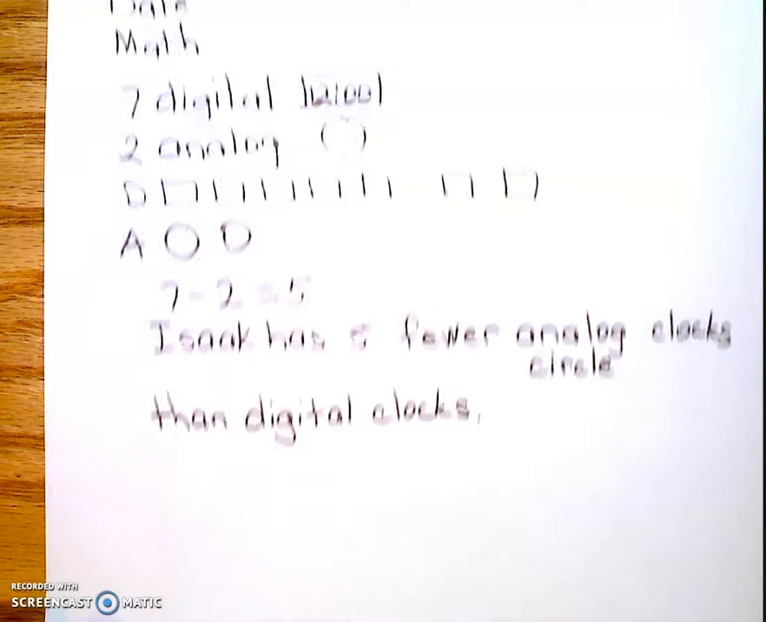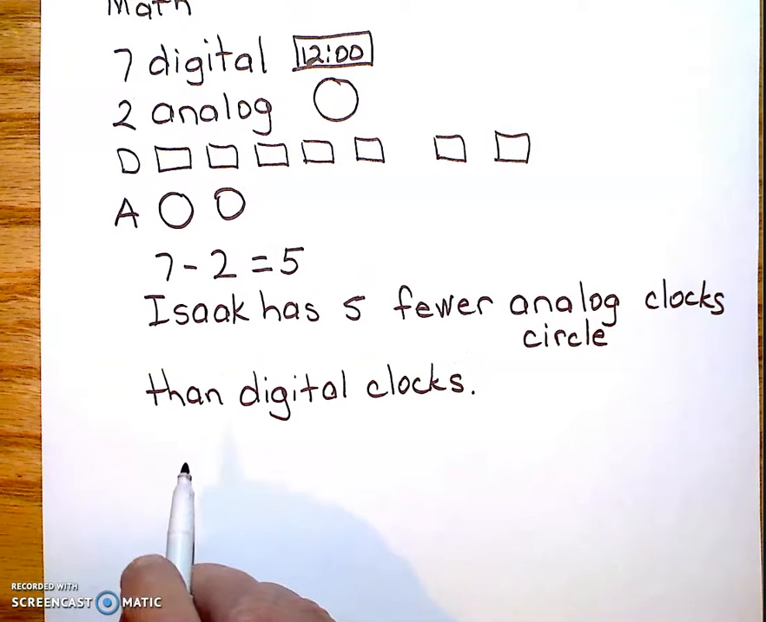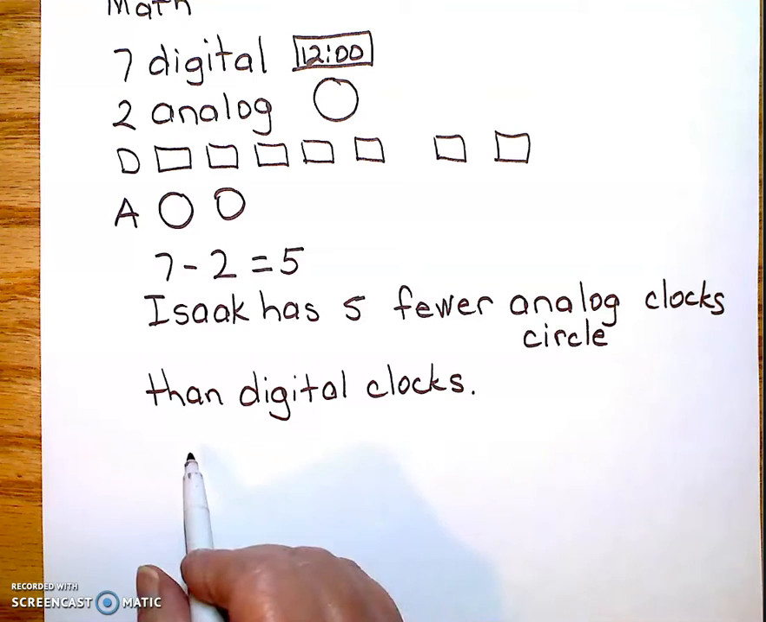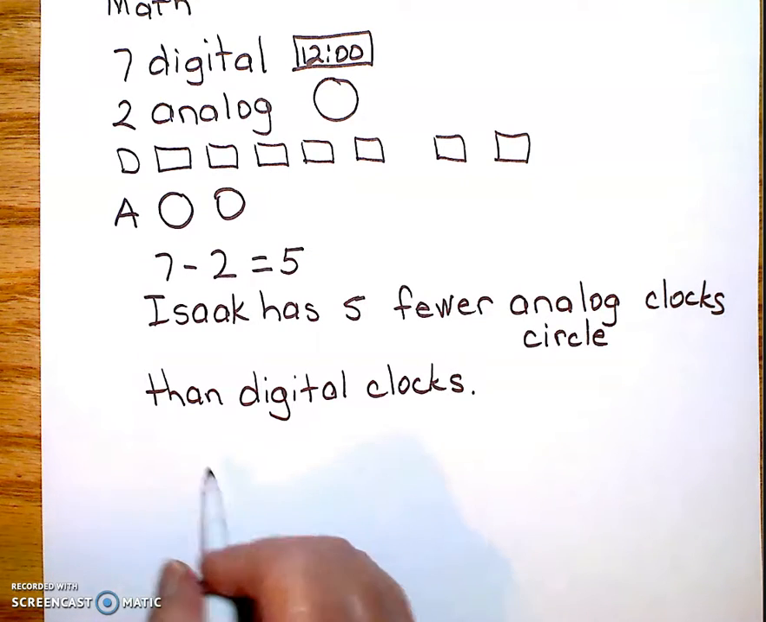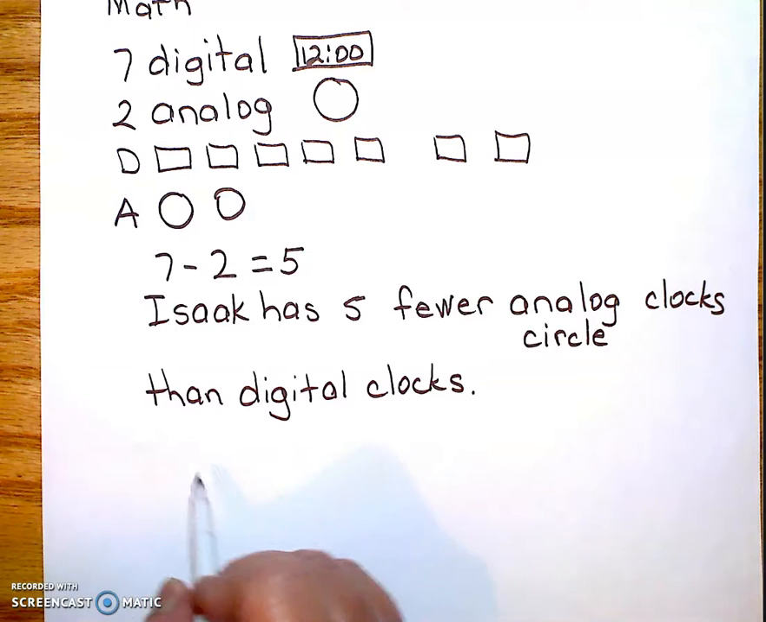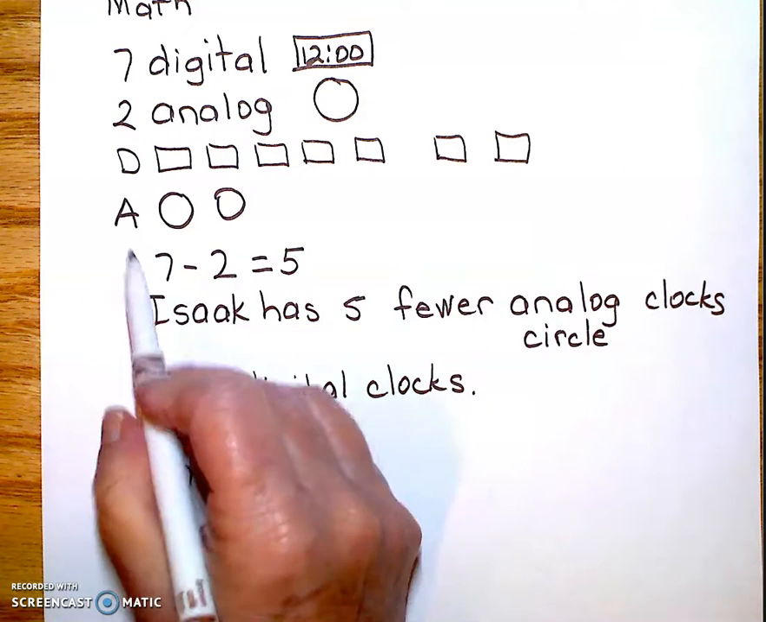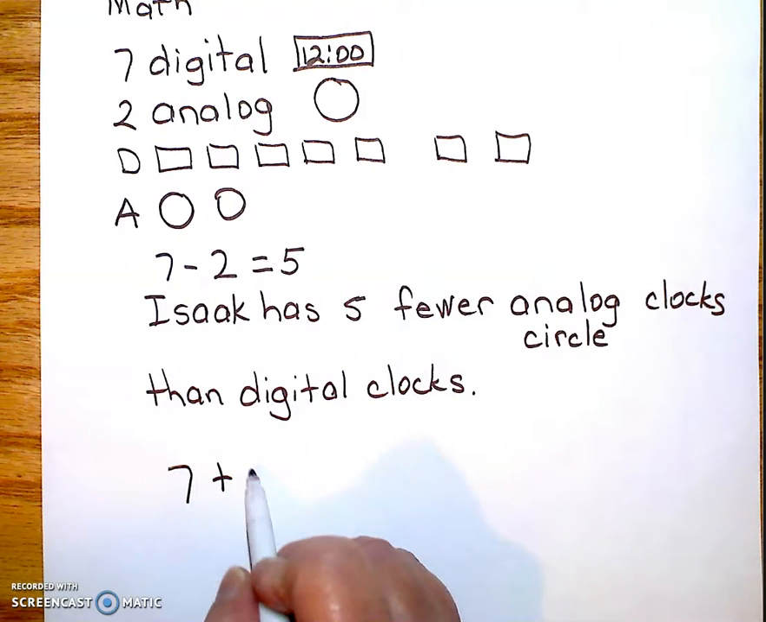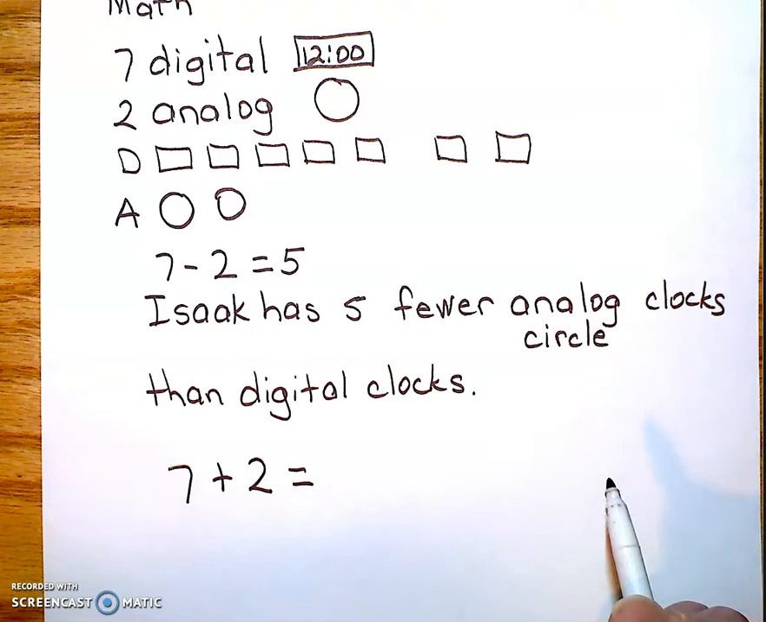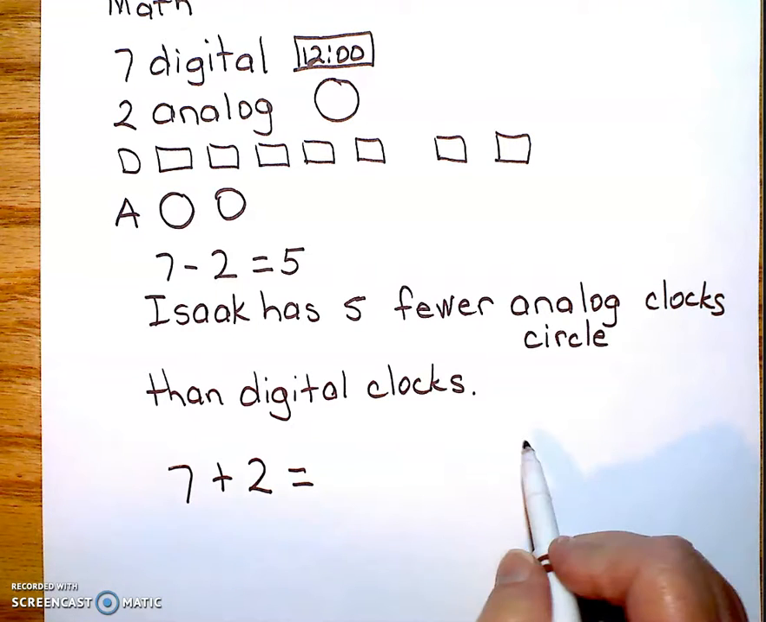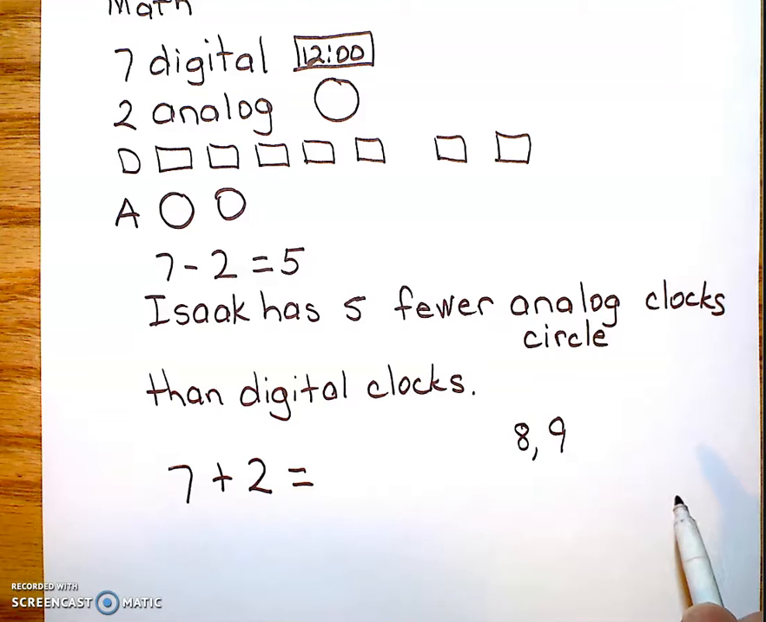The other question was, how many clocks does Isaac have altogether? Generally, when we're asking for something altogether, it means some more. So, Isaac has 7 and 2 more clocks. Did you count up? 7, 8, 9.